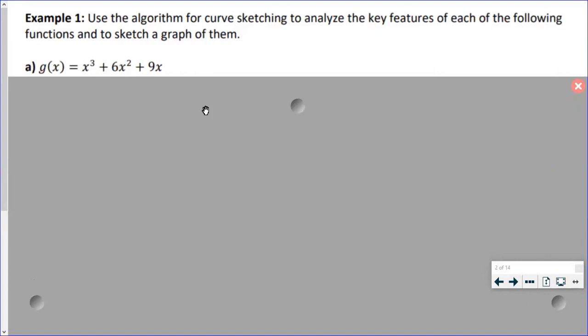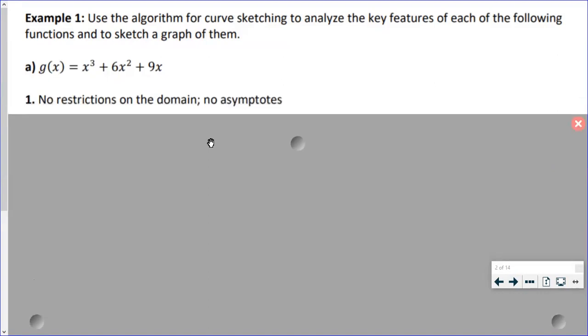Okay, so we start off with this cubic function, x to the power of 3 plus 6x squared plus 9x. Step 1 is to make sure if there are any restrictions in the domain or asymptotes, both horizontal and vertical. Because this is not a rational function, step 1 is irrelevant, but we can state that there are no restrictions on the domain and no asymptotes.